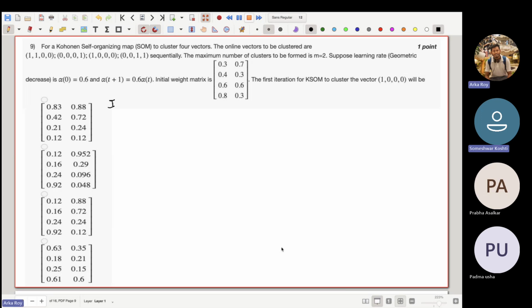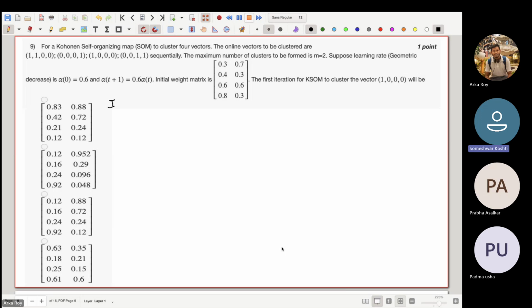We have to solve this. The initial weights are already given to us in the format 0.3, 0.4, 0.6, 0.8, and 0.7, 0.3, 0.6, and 0.3. These are the initial weight matrix. They have also given us alpha 0, which is the initial learning rate. And if it goes to the next iteration, then alpha t plus 1 is also given.